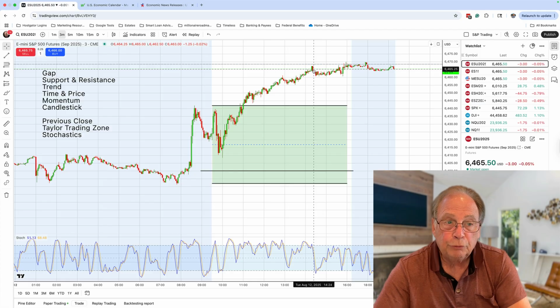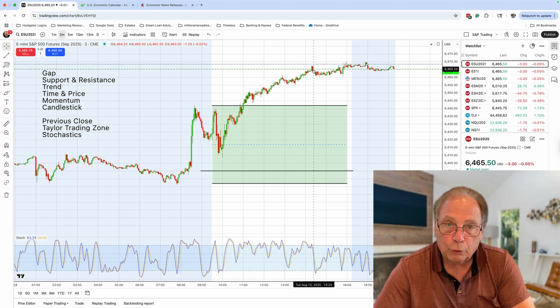And in addition to the previous close, you should know the stochastics or relative strength index. Some people like relative strength. I like stochastics that you see on my chart at the bottom. And I also use the Taylor trading zone, the calculations developed by George Taylor in the 1950s. And many professional traders use this trading zone in Taylor's calculations as well. And so let's go into these 6 trade setups.